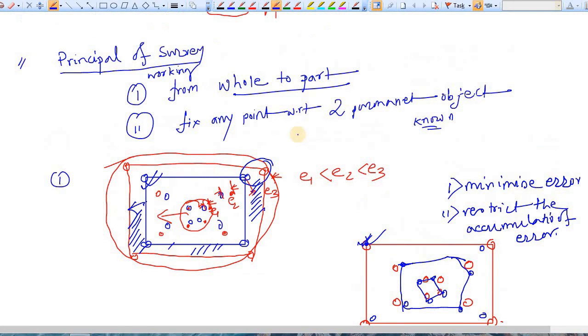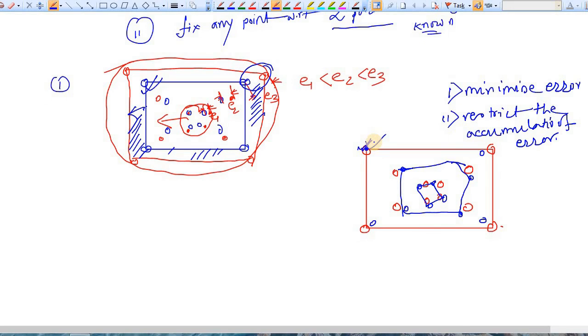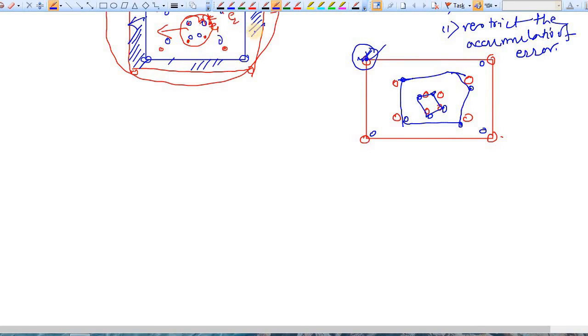Now the second principle. What is this? Fix any point with respect to two permanent objects. Here you have fixed up this point to start the work from whole to part. The second principle says that you have to fix up this point with respect to two permanent objects. Now how is that possible? Let's say you have two fixed points. The first one is Z, the second one is Y, and you have to plot point X with the aid of these two fixed points.